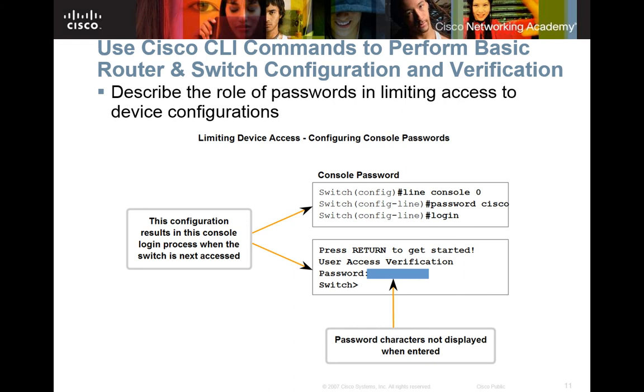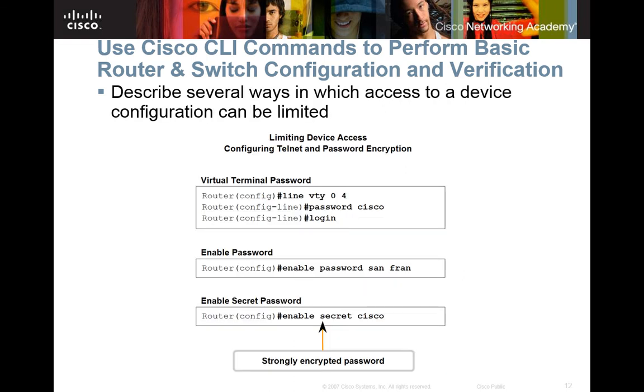Notice we have switch, just like we did with router, which comes into user mode. All right. Your terminals, your line terminals are VTYs, 0 to 4, password Cisco, login. Then once we've logged in, we can do enable password San Fran, enable Cisco, or enable secret Cisco. What have I done?